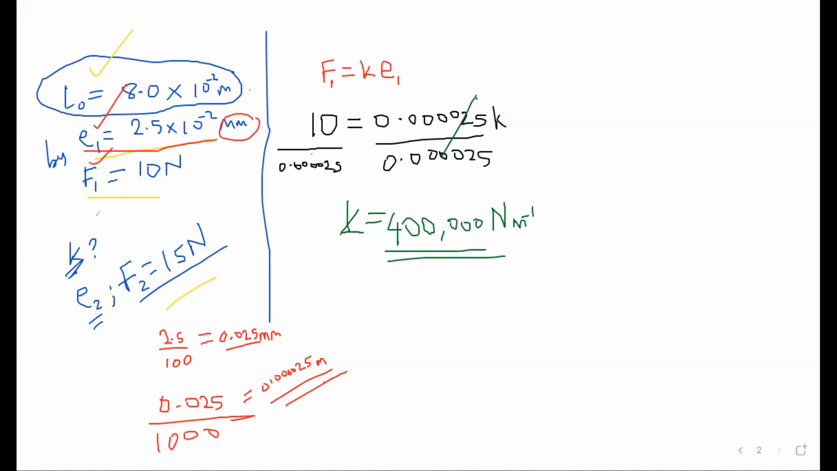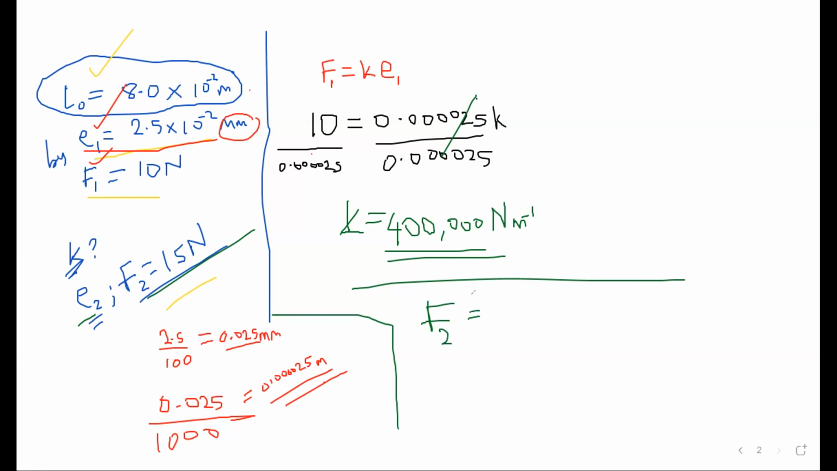And Roman two, they ask us what would be the E if the F is 15. So that one, I'm going to leave you to do it for me, because you all know that now force two, which is 15, would be equal to K that we have got times E. So they want us to get the value of E2. I'm waiting now for the answers in the chat. What would be the value of E2?